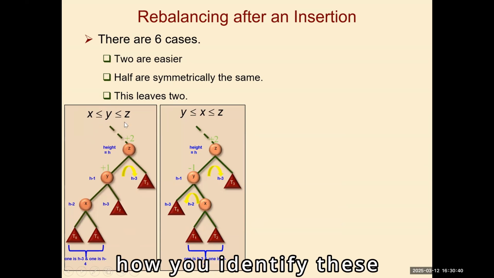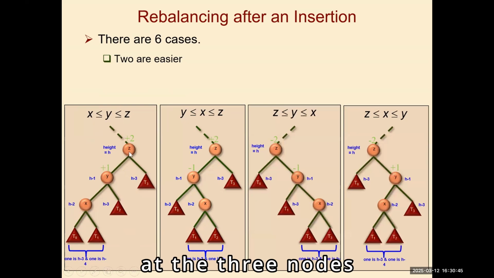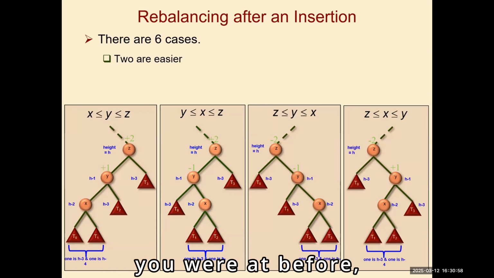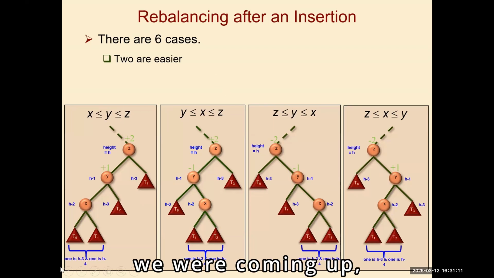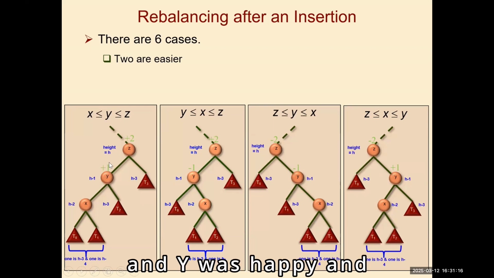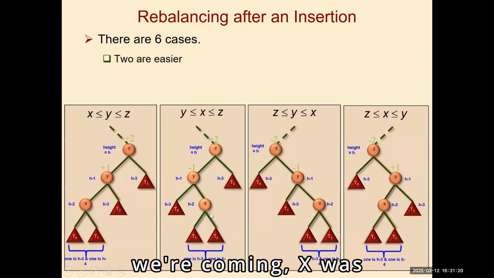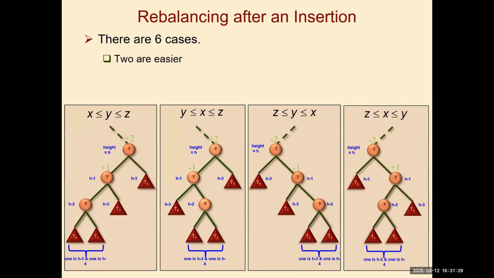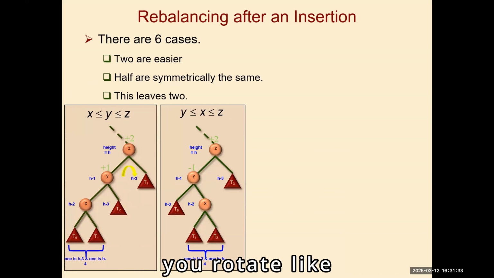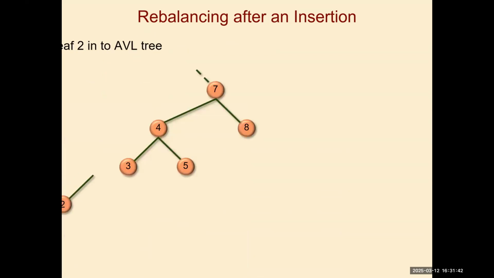So I guess what they're saying, how you identify these cases is you look at the 3 nodes, which are Z, the one that's the problem, and the one that you were at before, the path coming up, and then you see what order they're in, right? In this case, we were coming up, we added something down here, and then X was happy and Y was happy, and we got to Z, right? And here, X was happy, Y was happy, we got to Z in different orders, right? So then what do you do in these various cases? Well, in this one, you rotate like that, and it worked. And this one, you have to rotate twice.